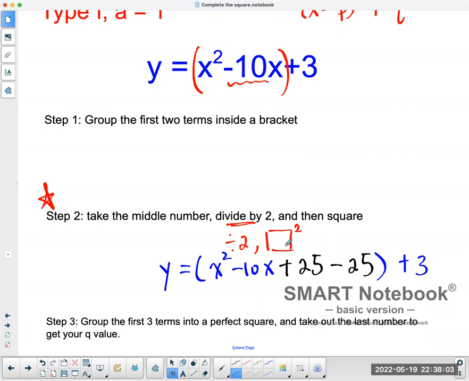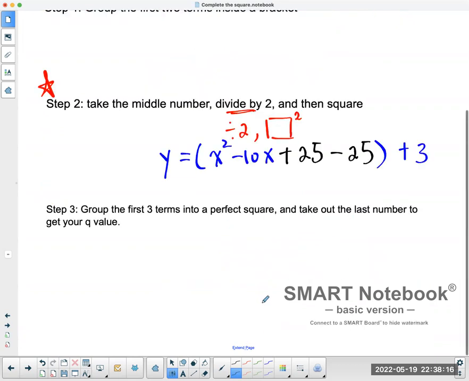This is a key process of completing the square. Take the middle number, negative 10 in this case, divided by 2, you get negative 5. Square it, you get 25. So you do plus 25 minus 25. Okay, now we're ready to do the third step.